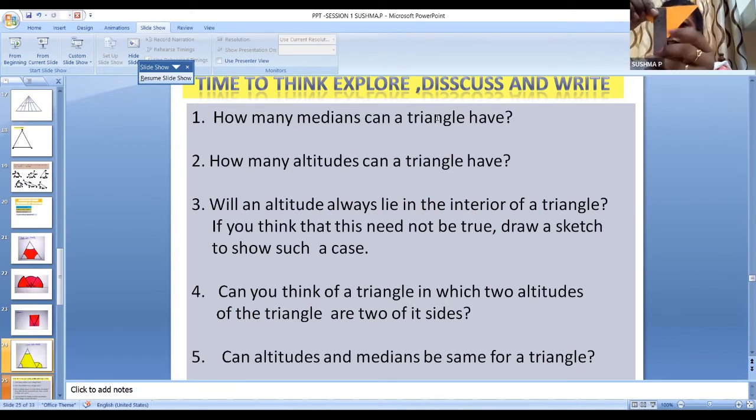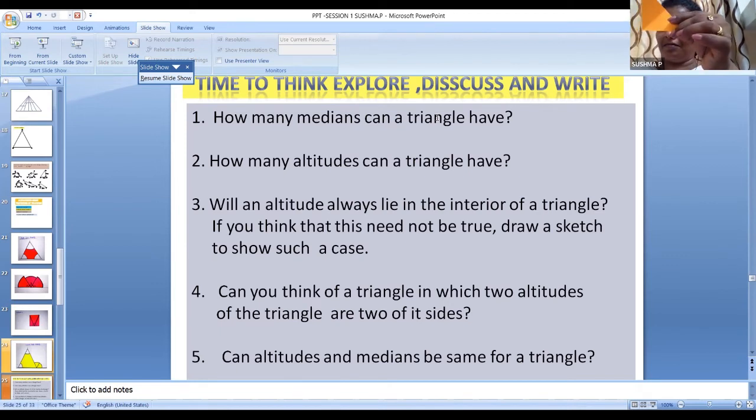Are you able to notice? When you respond, I'm able to understand that you are clear. This is what we expect of our children also. So this is one of the altitudes. Now in this triangle, how do you find the altitude for the other two sides?